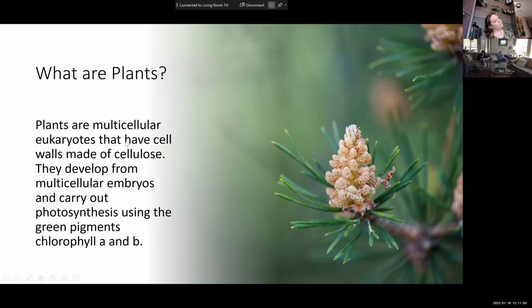All right, what are plants? Plants are multicellular eukaryotes. So that means they have what? A membrane-bound nucleus. They have walls made of cellulose, and they develop from multicellular embryos and carry out photosynthesis using the pigments chlorophyll A and chlorophyll B.